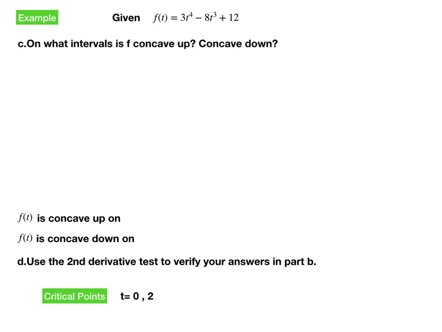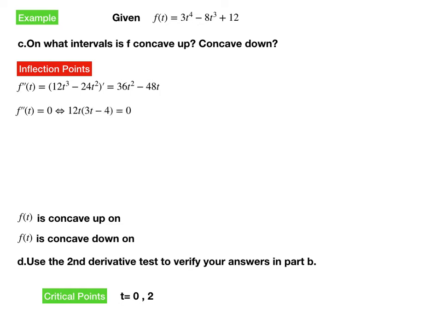And the next question is, on what intervals is the function f concave up or concave down? For concavity, we need to find inflection points by finding the second derivative of the function, which is the derivative of the first derivative of the function f of t. And then you set the second derivative equal to 0. You solve for t to get t equals 0 or t equals 4/3.